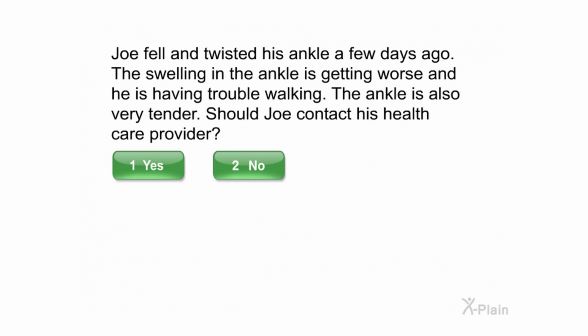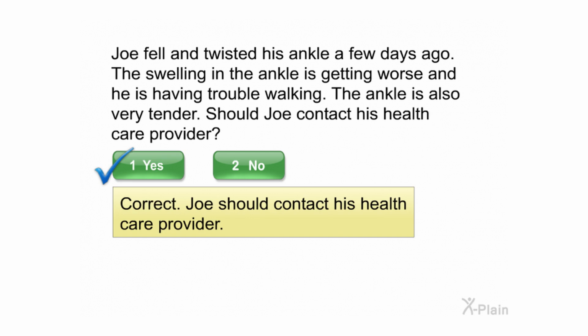Joe fell and twisted his ankle a few days ago. The swelling in the ankle is getting worse and he is having trouble walking. The ankle is also very tender. Should Joe contact his healthcare provider? Select yes or no. Correct. Joe should contact his healthcare provider.